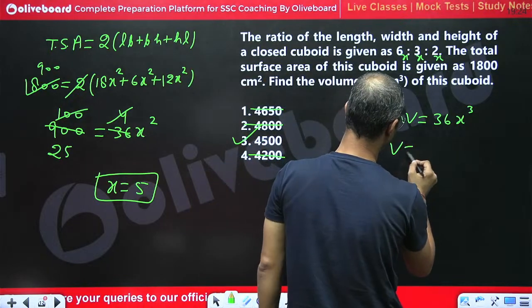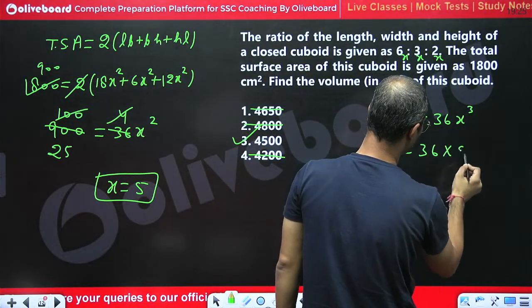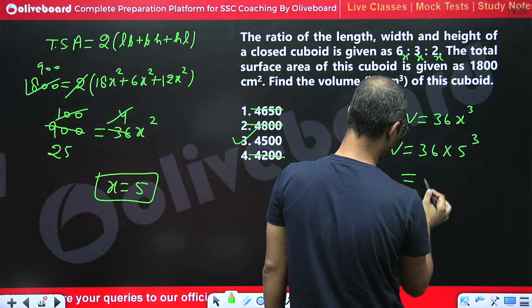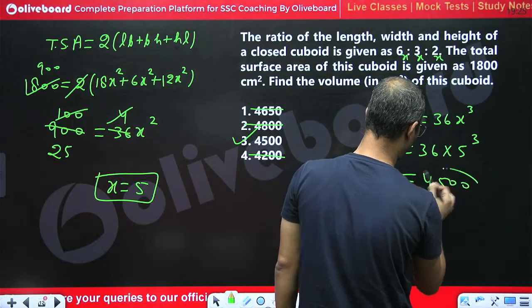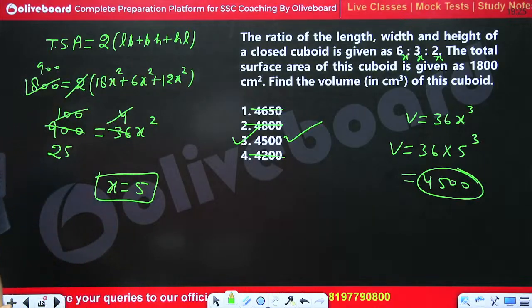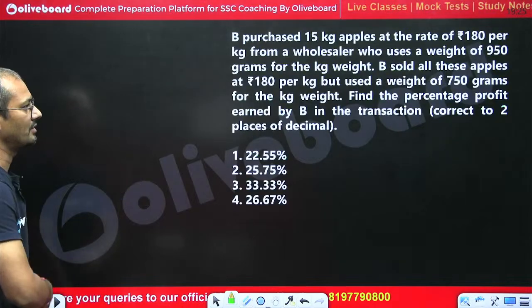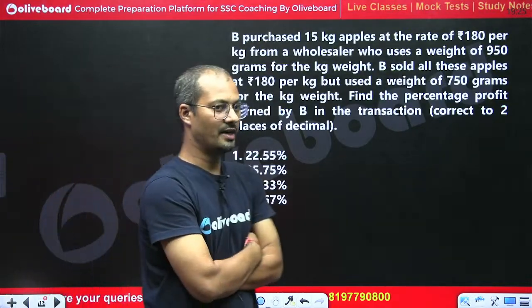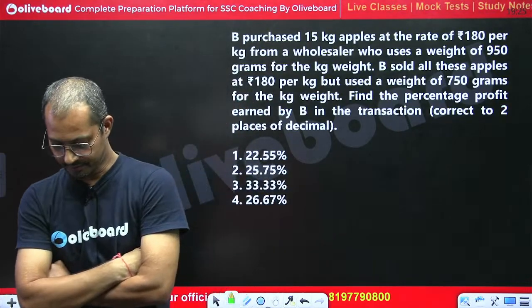So volume would be equal to 36 into 5 to the power 3. So this would be equal to 4500, right? So the answer would be 4500. Yes, is this clear? Now moving to the next question. Tell me what would be the answer of this question.